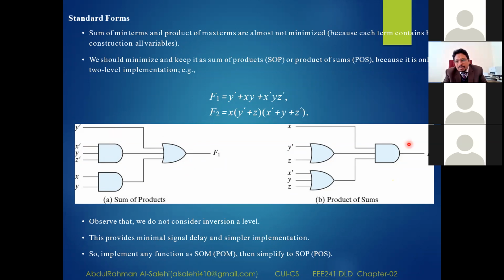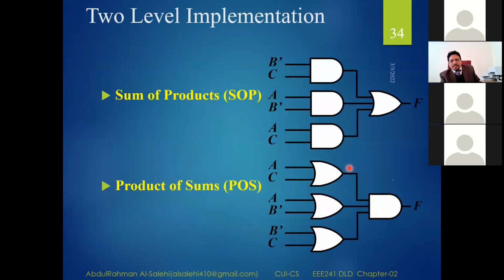While product of sum, no, we product the OR gates. This is in a simple way. Okay, let's see, for example, two levels of implementations. Now, if we have two levels of implementations, one is this one, which is sum of product. So here we have sum, and we OR all these functions.